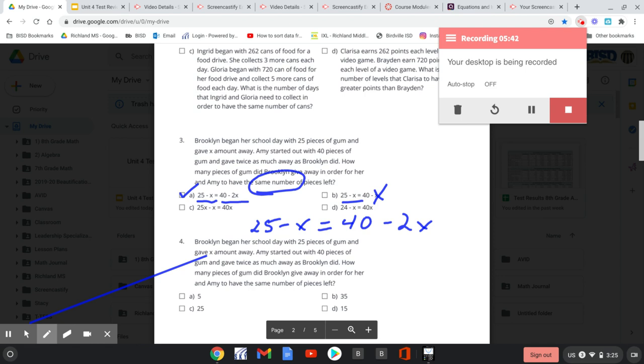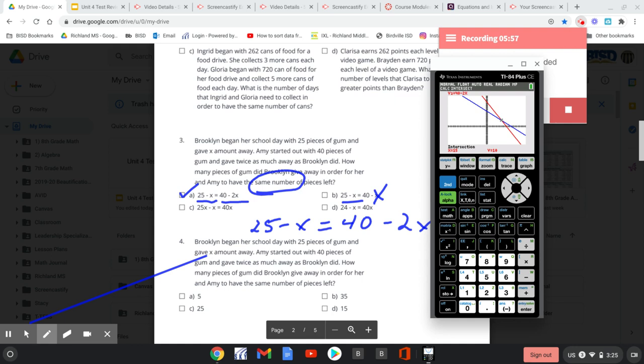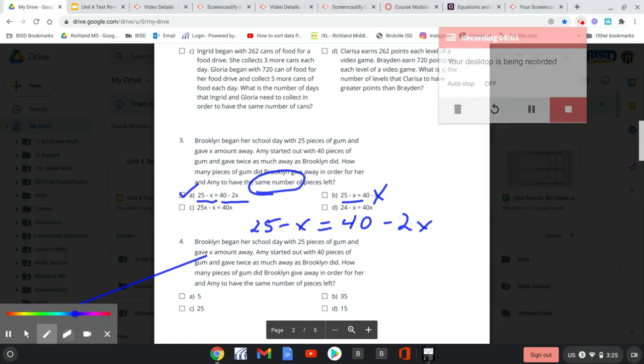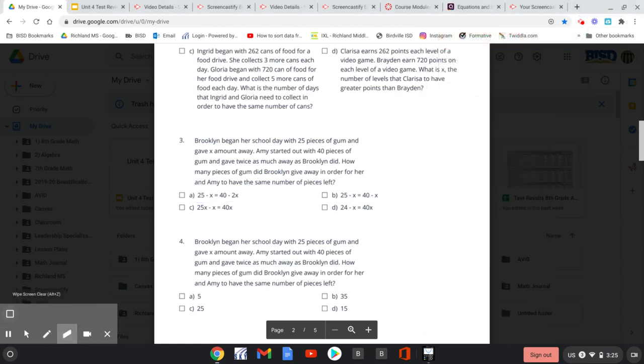Okay, number 4, let's look at that. So Brooklyn began her day with 25 pieces of gum. Oh, wait. Sorry, I had to pause the video, and now we're working it, and we just need to know what the answer is. So I think we did it here. Let me pull this up. And yes, we solved it. We know x is 15. Let's go to the next one. So let's clear this, and let's move on to number 5.